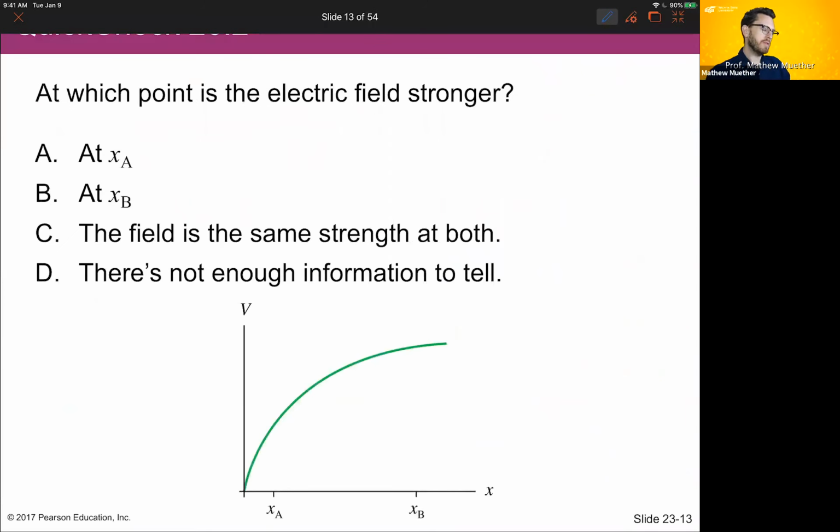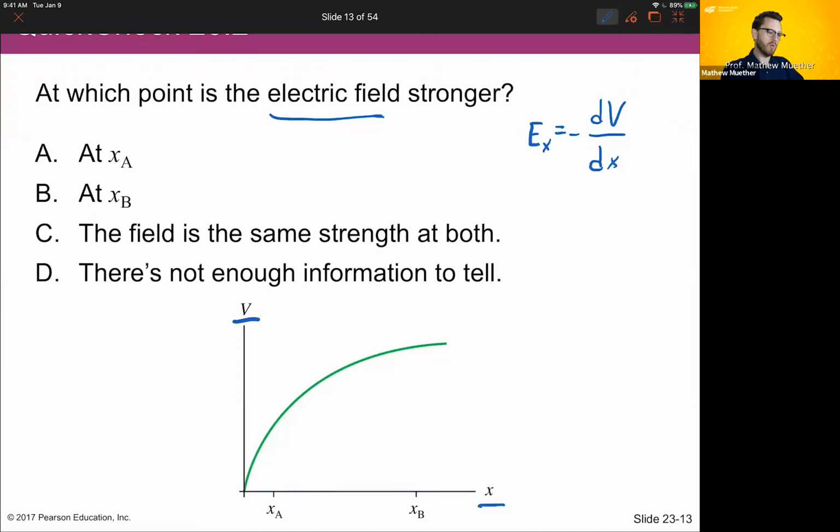What about this one? Now we have a graph of potential as a function of x. And I want to say something about the electric field. So we need to be able to understand the electric field from a function of potential. And so we're going to have to use this functional form that the electric field is minus the derivative of the potential function with respect to x.